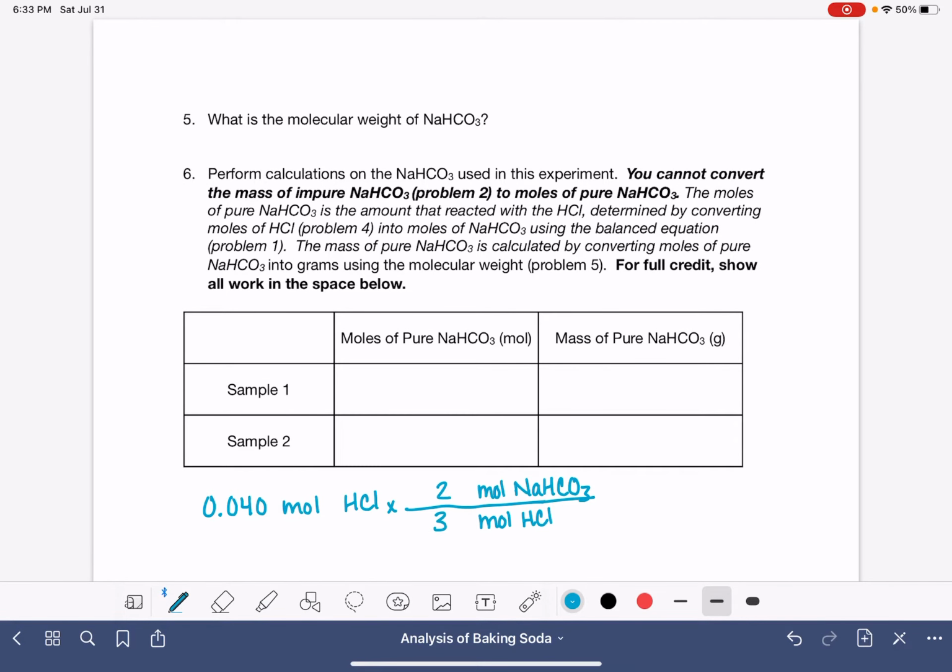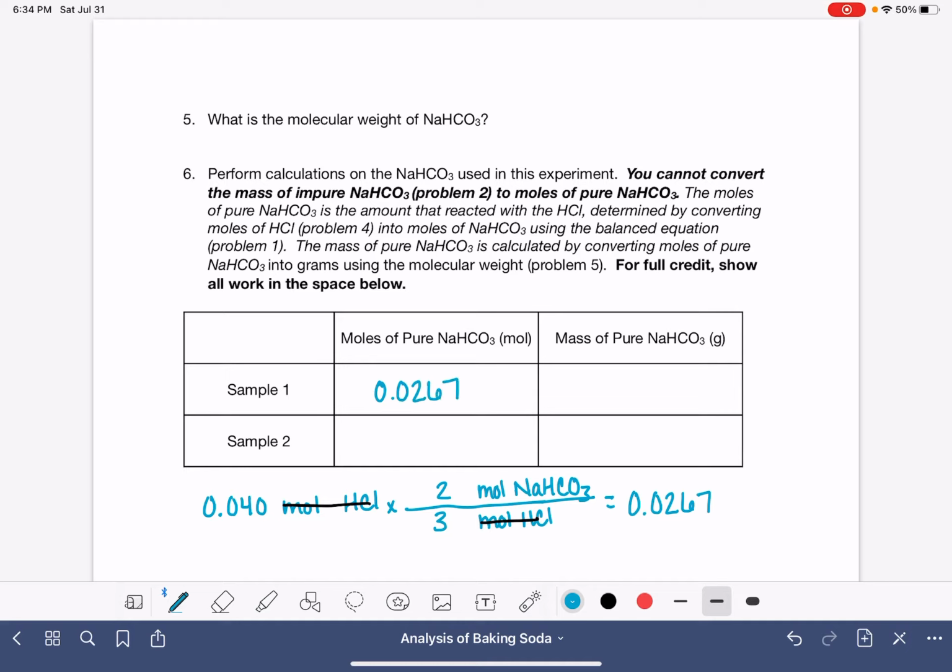but you'll balance it yourself and you'll get those numbers in there, and whatever they are, you'll copy them into this problem, and that's going to give you, if you can see how these units cancel out, moles of pure NaHCO3. 0.04 times 2 divided by 3 is 0.0267.